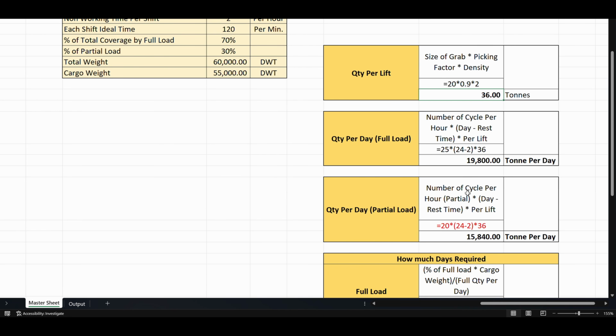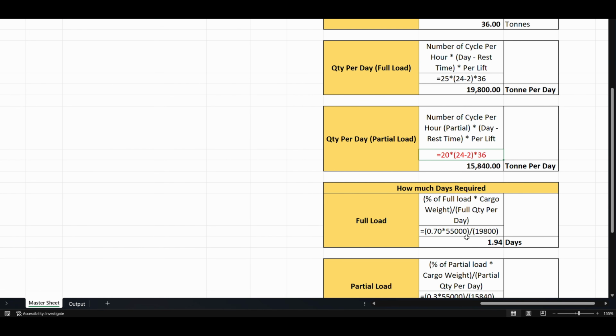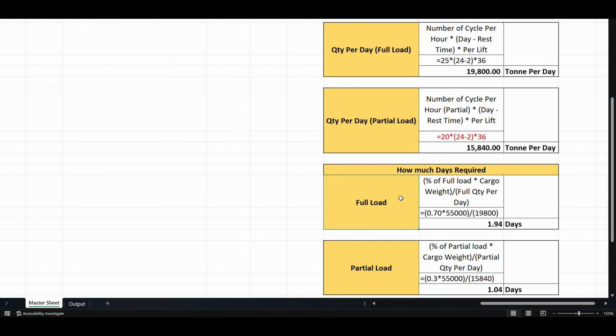Same as partial load, the number of cycles is decreased by 5, so 20 cycles. So 20 into 22 into 36, so it is 15,840 tons per day. So we have counted for a day, full load and partial load.